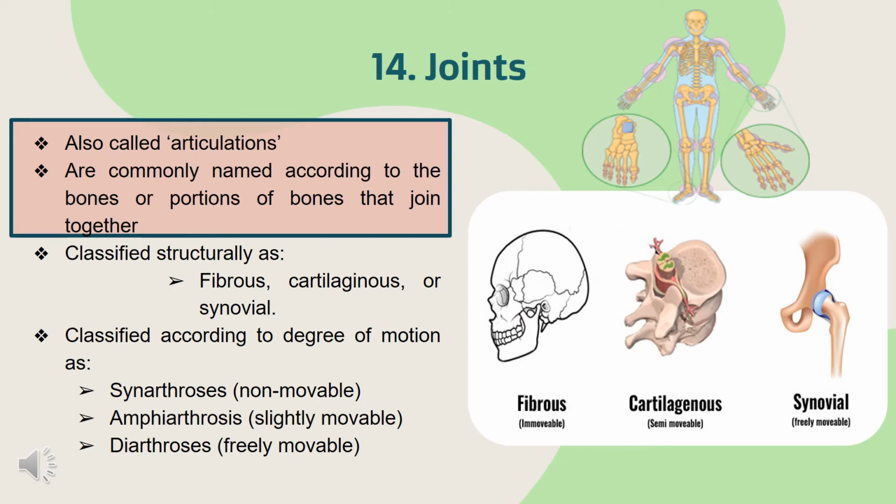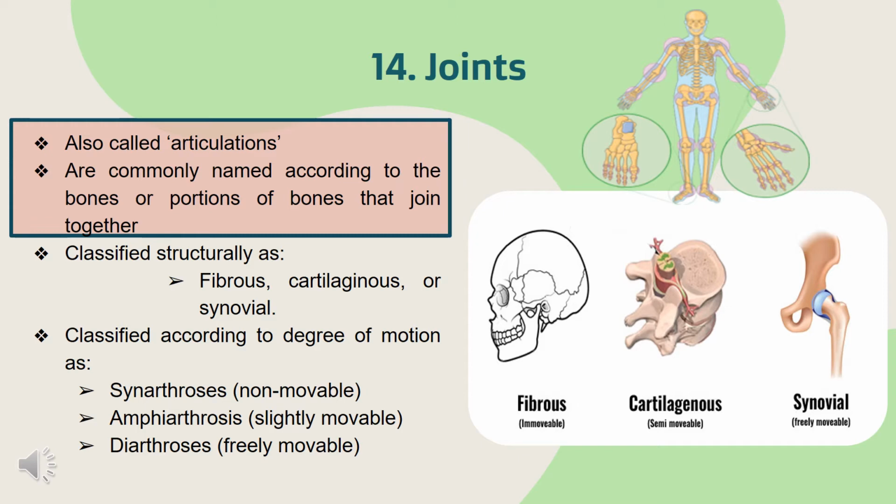Joints. They are commonly referred to as articulations. They are named according to the bones or portions of the bones that join together. For example, we have the temporomandibular joint, which is located between the temporal bone and the mandible. So they are classified structurally. We have the fibrous joints, cartilaginous joints, and synovial.